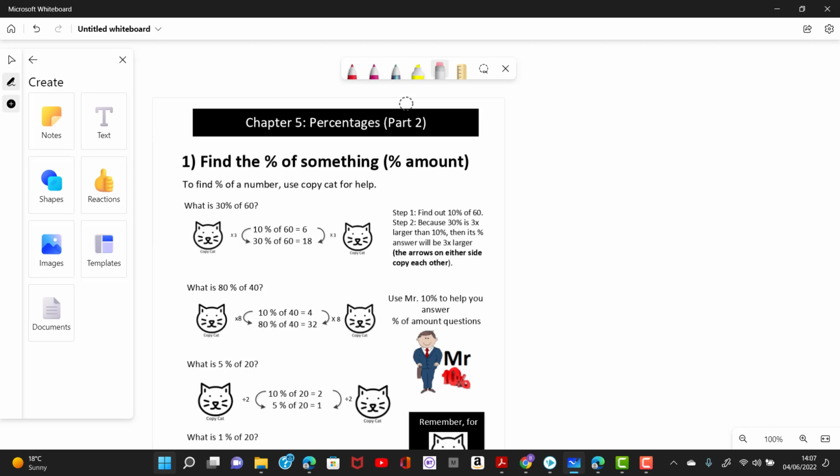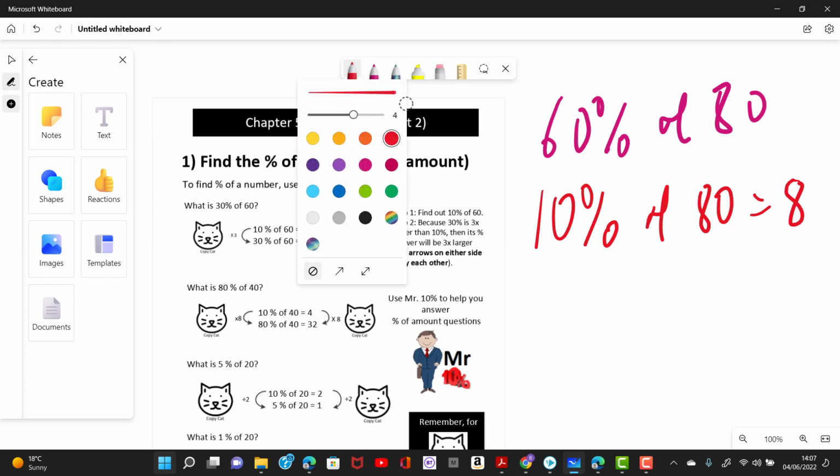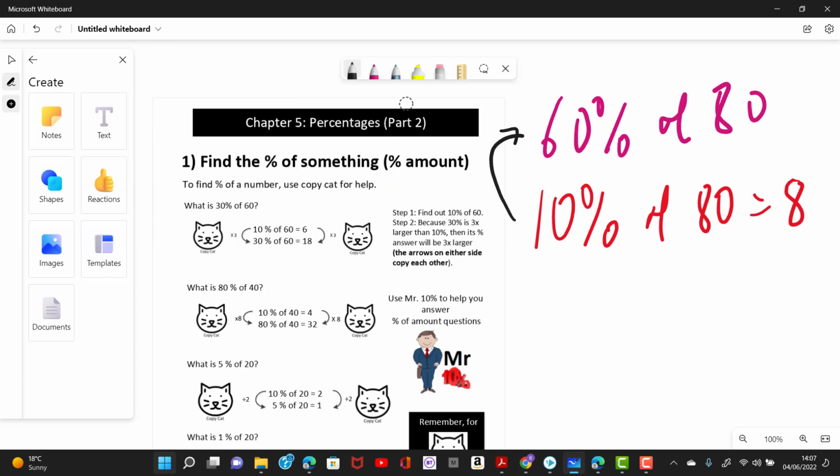Let's say you want to do 60% of 80. Well, first of all, work out what 10% of 80 is, which equals 8. Because to find 10% of something, you have to divide by 10. And to get from here to here, times by 6. So you times the answer by 6. So 8 times 6 is 48. So that's what you can do in your head.